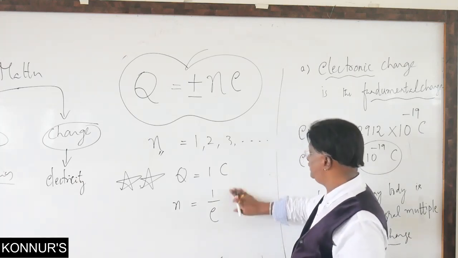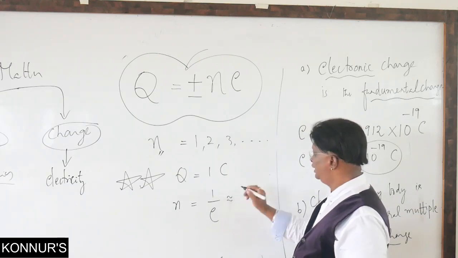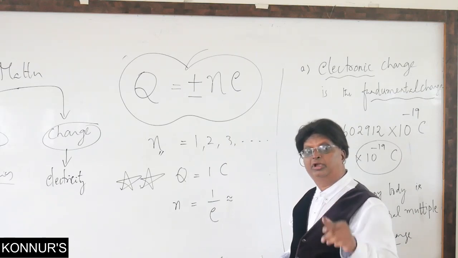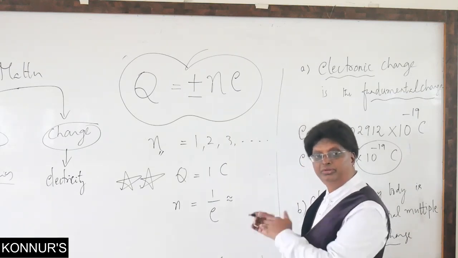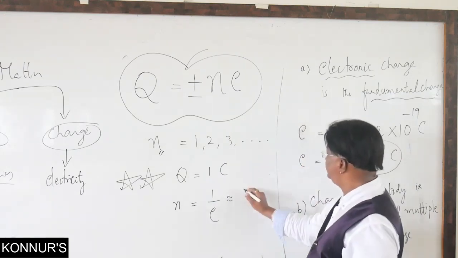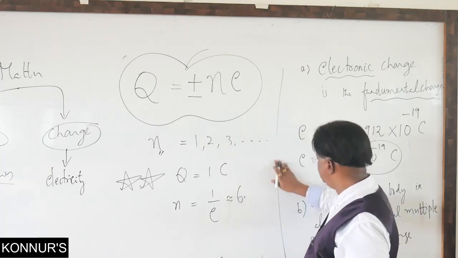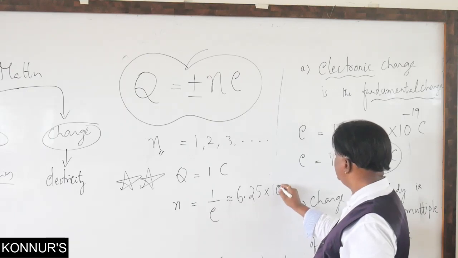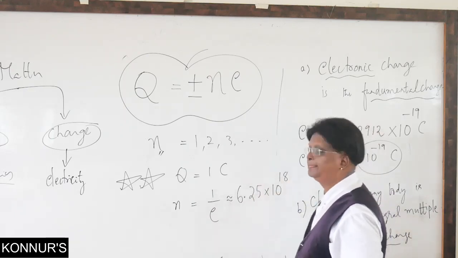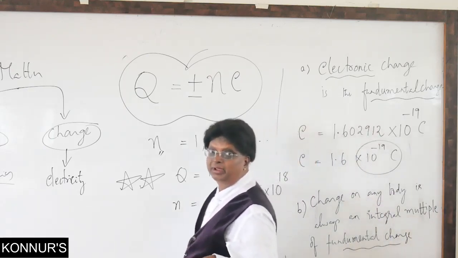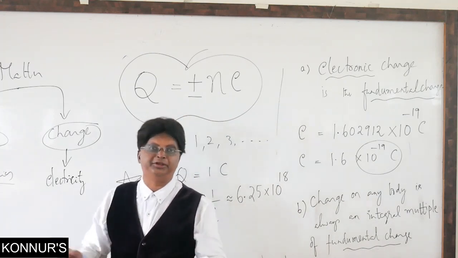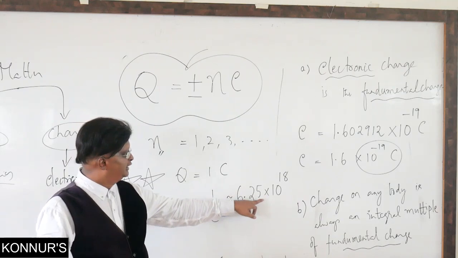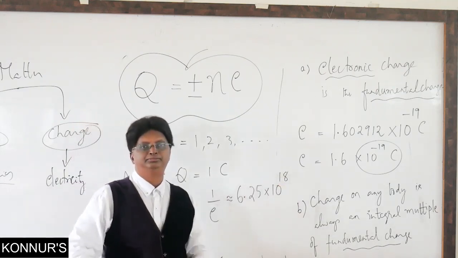Therefore for this 1 by e value, again I am giving you a value which will be a kind of constant. Wherever we come across 1 by e, you please substitute this number. This number is 6.25 into 10 raised to 18. Look at that number again. 10 raised to 18 is the multiple. 1 by e value is 6.25 into 10 raised to 18.